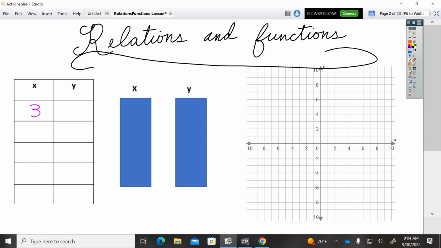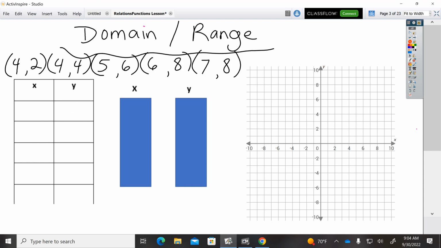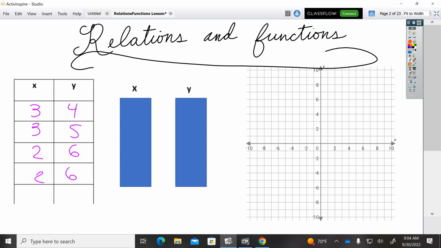So let's go with 3, 4, 3, 5, 2, 6, 2, 6. And let's go with 0, 4, and let's add another one at the end. That's 6, 0. Now, don't do this on your own. We're doing this together.